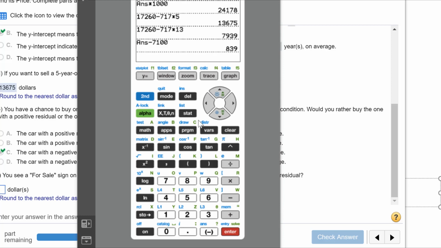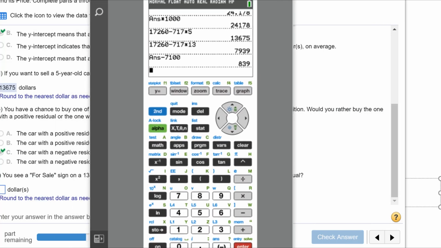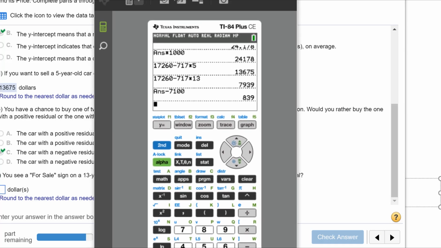I did it the wrong way around, didn't I? So the actual price is, I'm trying to manage a bunch of windows here, $7,100, minus my predicted price, $7,939. So negative $839.